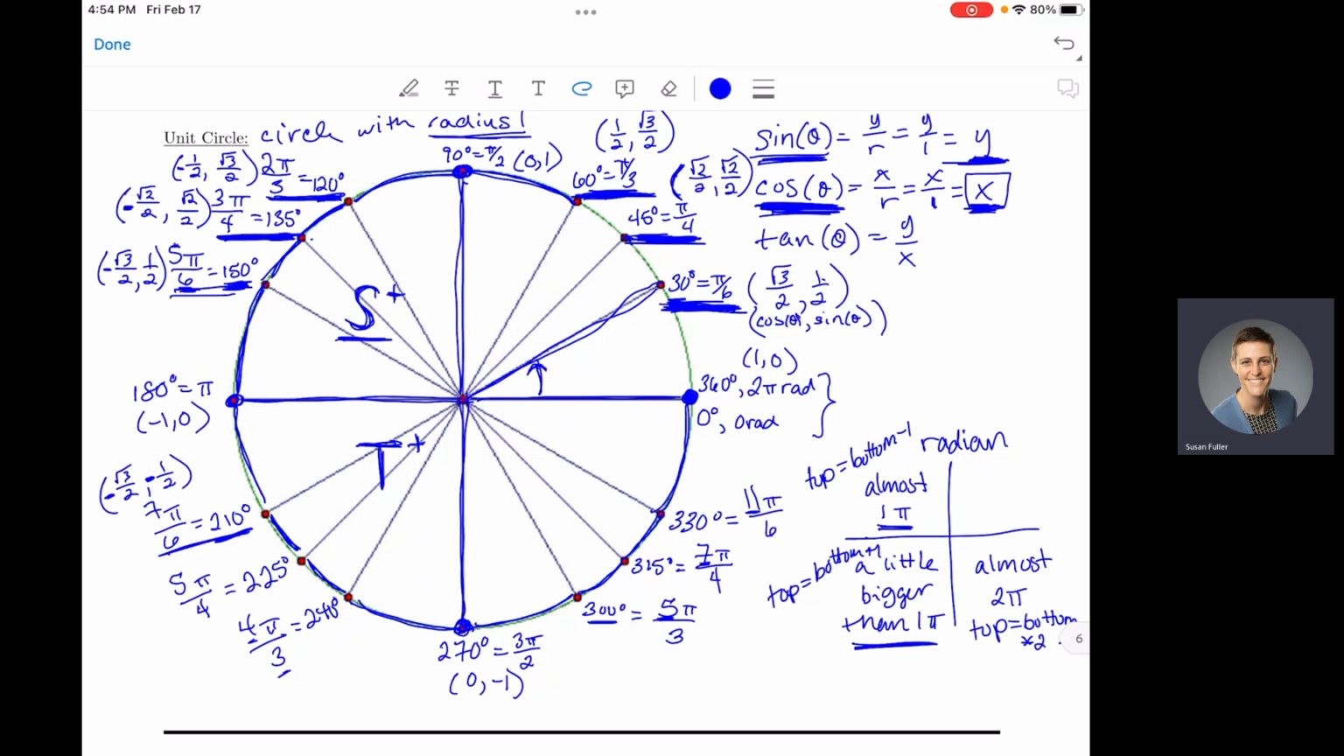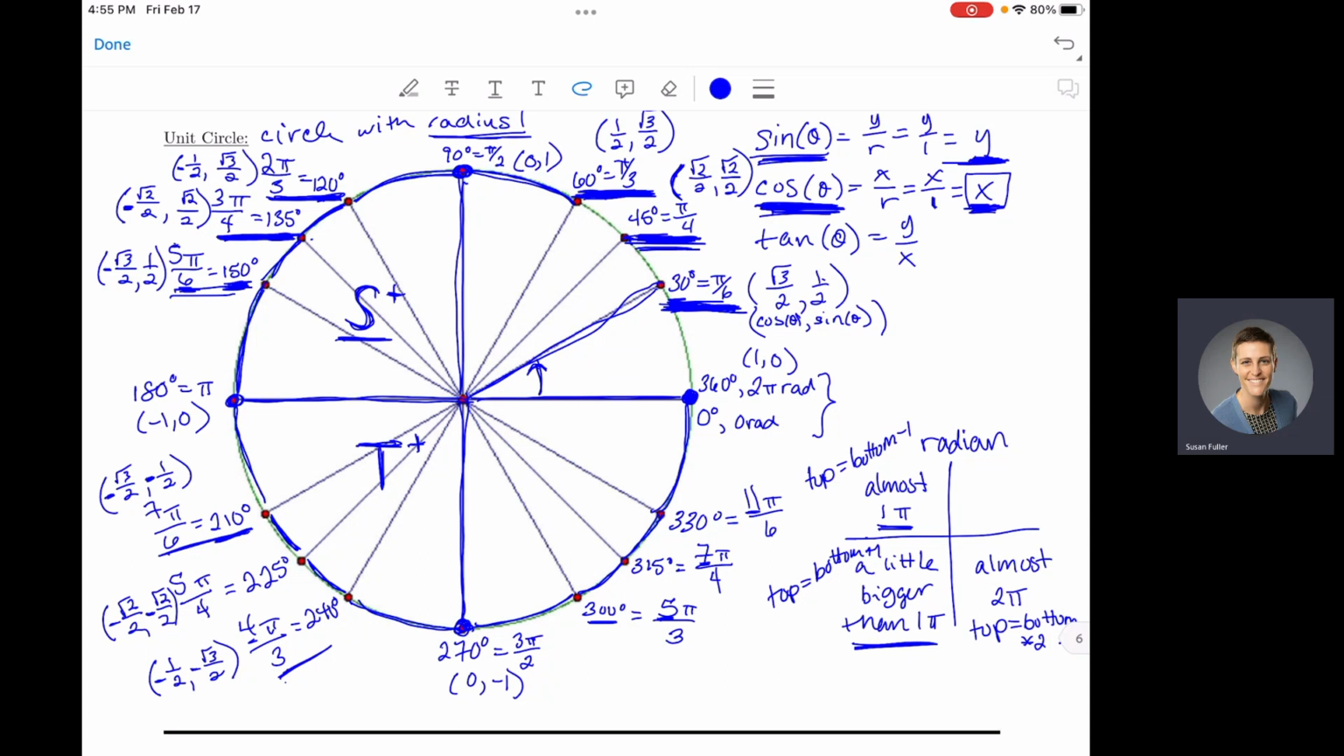5 pi over 4, that is a reference angle of pi over 4, so my values here are going to match my reference angle. So it's going to be root 2 over 2, root 2 over 2, but sine is negative and cosine is negative here in quadrant 3. And at 4 pi over 3, these values are going to match my reference angle of pi over 3. Values will be the same, 1/2, root 3 over 2, but my sine is negative and my cosine is negative in quadrant 3.